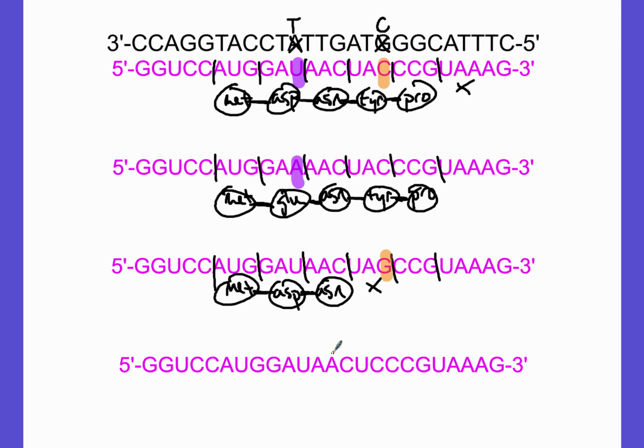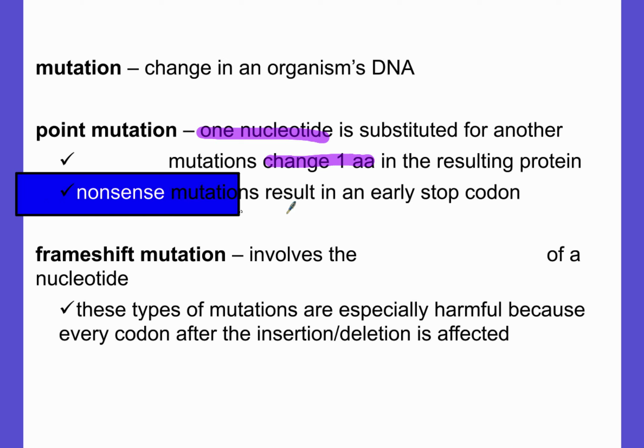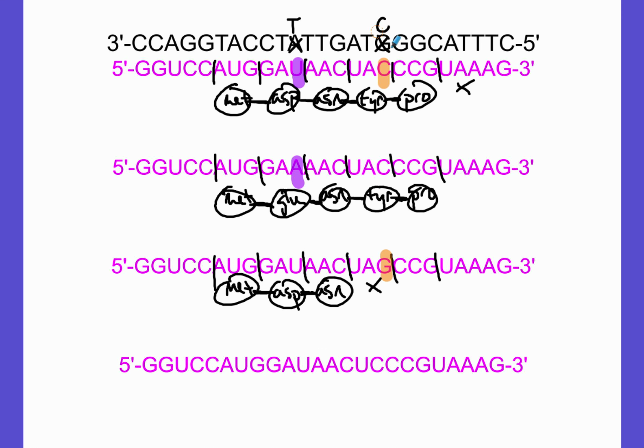But imagine if this protein was supposed to be 4,000 amino acids long. There's a really big difference between 3 amino acids and 4,000 amino acids. So nonsense mutations are typically really, really bad, right? If you bring in an early stop, and again, it happened because of one nucleotide change. It's still a point mutation. All I had to do is change one nucleotide. I changed a G into a C, and all of a sudden I have this early stop.